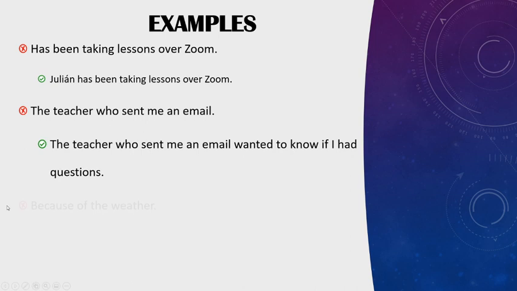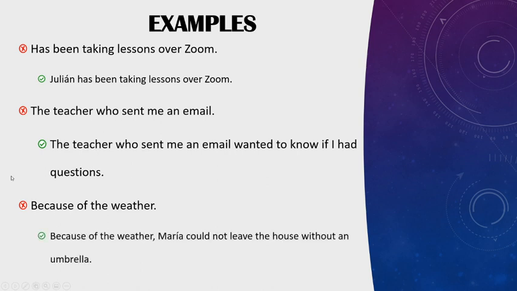The third example said, "because of the weather." How could we fix that? Make that into a complete thought. "Because of the weather, Maria could not leave the house without an umbrella." Okay, so as you can see, fragments are incomplete. These examples with the red X are fragments. The examples with the green check mark are complete sentences after having fixed each of the fragments. Okay?